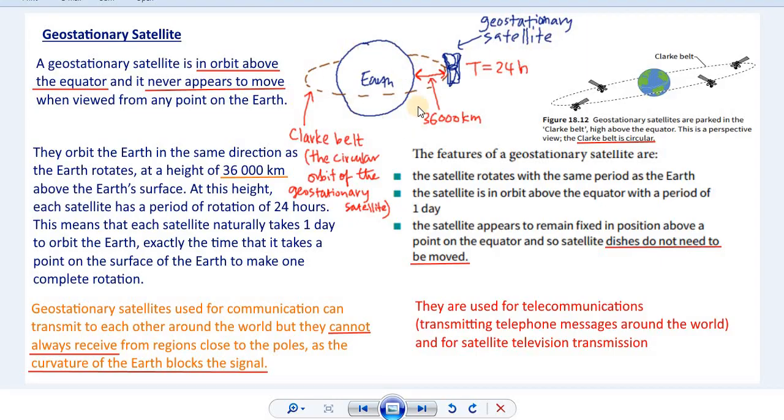And geostationary satellites, from the name itself, you can understand geostationary. That means if you see it from the Earth, it looks stationary because as the Earth rotates, it also orbits the Earth. So it appears from the Earth as if the satellite is not moving.